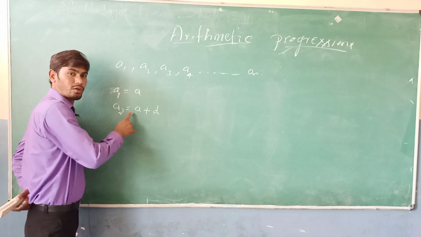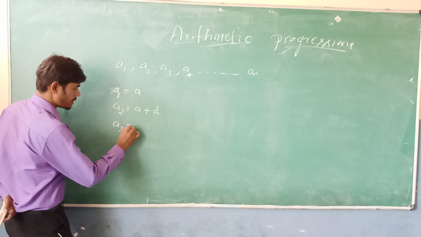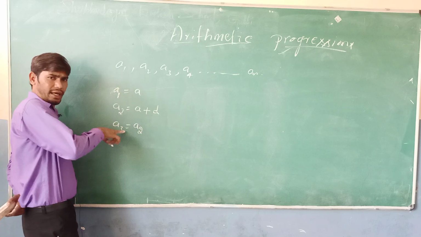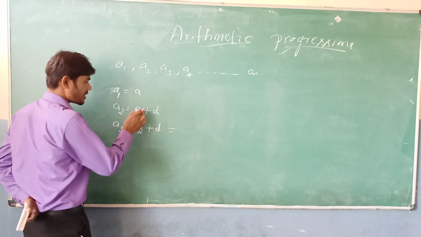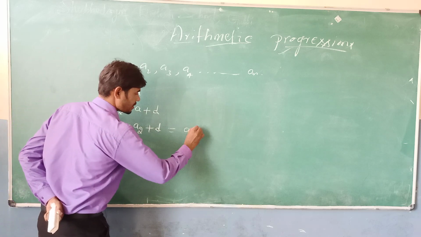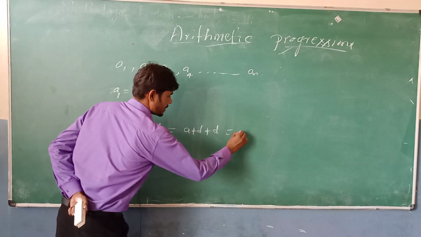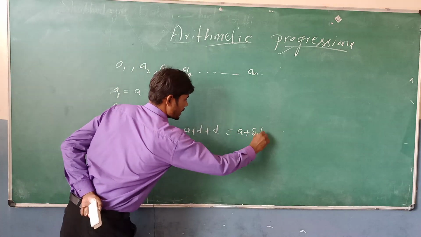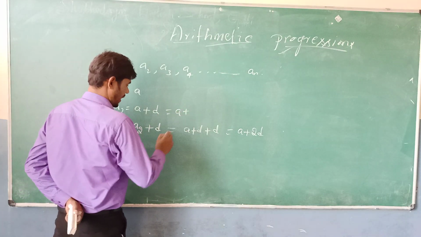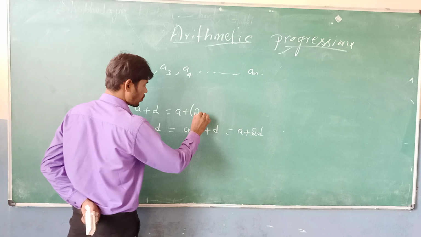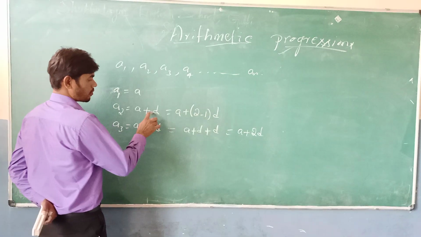Nothing but A2 is equal to A plus D. Next, A3 is equal to A2, the previous term, plus the difference D, which is equal to A plus D plus D, that is A plus 2D. This can also be written as A plus (2 minus 1) into D, since we can subtract 2 minus 1 to get 1.